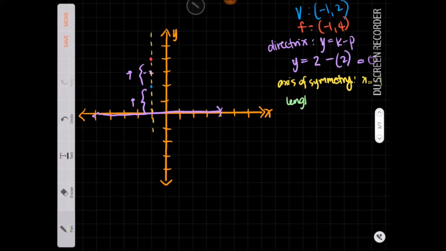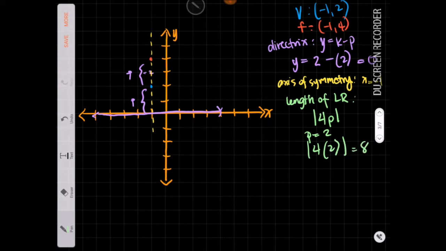The length of our latus rectum is the absolute value of 4p. Since our p is equal to 2, the length of LR is equal to 8. Let's draw a line that passes through the focus and is equal in length on both sides of the parabola.